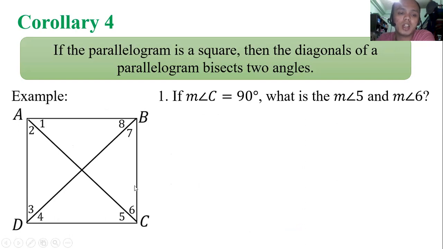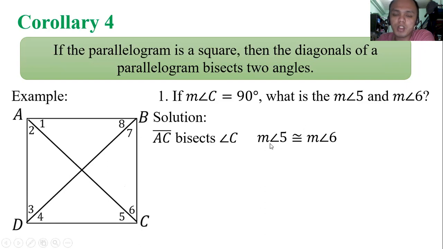Kaya parehas ng application ng property, no? Pero may konting difference. Ano yun? Okay. Since all of the angles of a square are right angles, therefore your angle C is 90 degrees. Then what is your measure of angle 5 and angle 6? Okay, again, AC bisects angle C, and measure of angle 5 is congruent to measure of angle 6. And also they are equal.